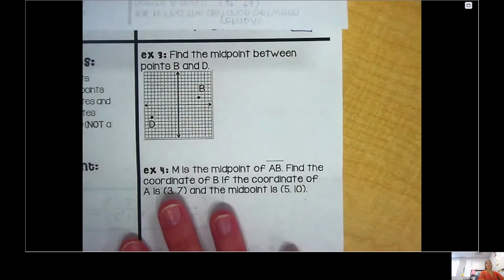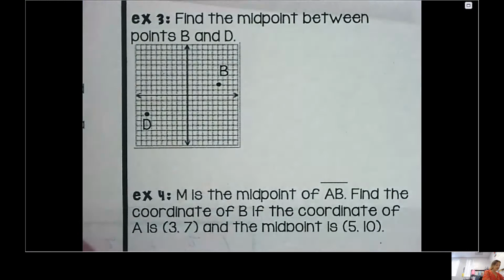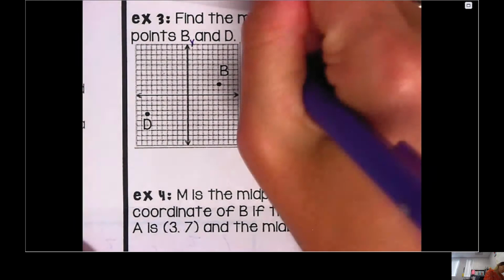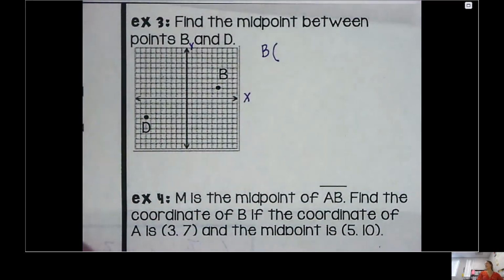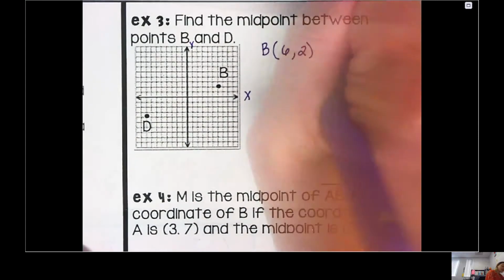Okay, example 3. Find the midpoint between points B and D. So the first thing I got to do is I got to write the coordinates of the points. Who can give me the coordinates of point B? Who hasn't given me one before? Go ahead. 6, 2. Positive 6, positive 2. Beautiful. So that's to the right 6, up 2.